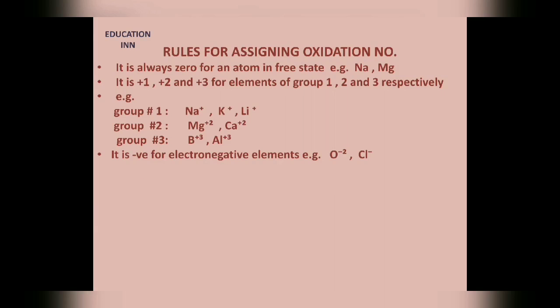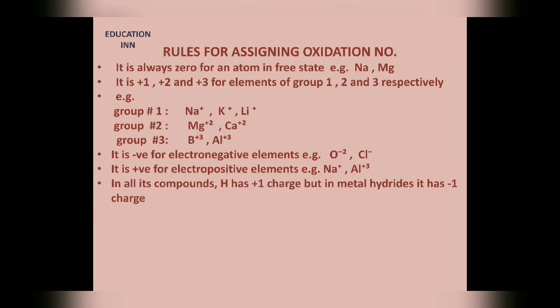It is negative for electronegative elements because electronegative elements always gain electrons, and when an atom gains electrons, its oxidation state is always negative, as in oxygen -2 and chloride -1. It is positive for electropositive elements because electropositive elements always tend to lose electrons. When an atom loses electrons, it gains a positive oxidation number. Therefore, sodium and aluminum both have positive oxidation numbers.